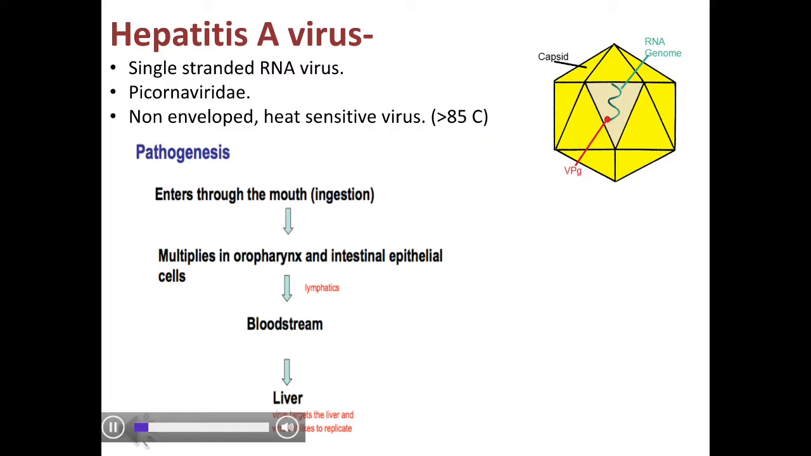Hepatitis A virus is a single-stranded RNA virus belonging to the family Picornaviridae. It's non-enveloped and heat-sensitive. Pathogenesis: it enters through the mouth by ingestion. It multiplies in the oropharynx and intestinal epithelial cells. Through lymphatics, it enters the bloodstream and reaches the liver. The virus targets the liver where it likes to replicate.